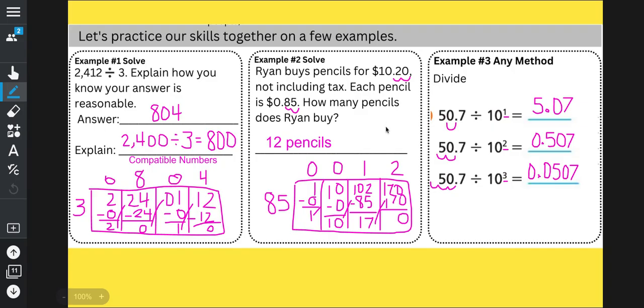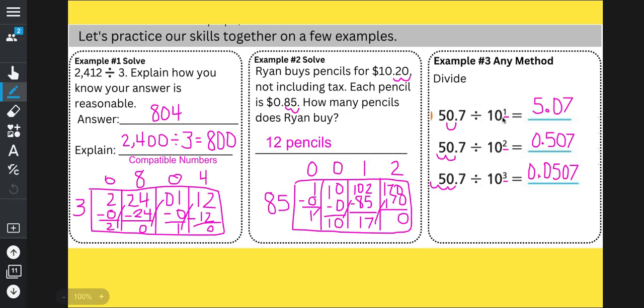Number 2. If Ryan buys pencils for $10.20, not including tax, each pencil is 85 cents. How many pencils does Ryan buy? Well, we're going to move the decimal to the end of our 85 cents, which means we have to move our decimal in the $10.20. So we end up with a problem of 1,020 divided by 85. 85 goes into 1,020 12 even times. So Ryan bought 12 pencils.